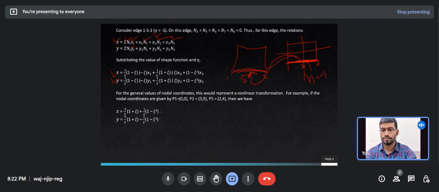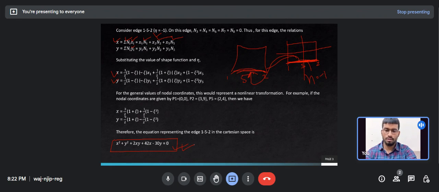And from these equations, we will eliminate zeta, and once we do, the equation turns out to be this. We know that this is the equation of a curve, right? And this curve is passing through all these points. If you want to check, you can substitute the values of p1, p2, p5 here, and all will give you 0. All these points satisfy this equation, right?